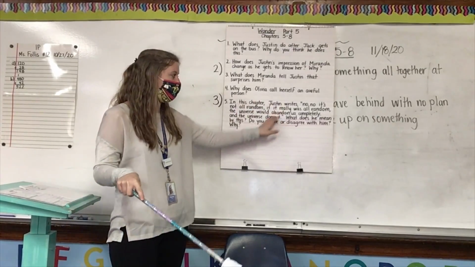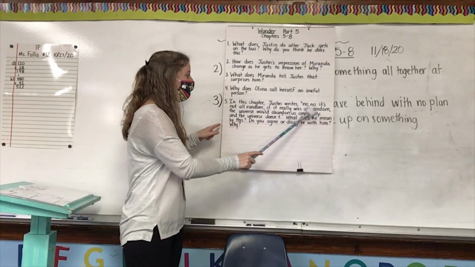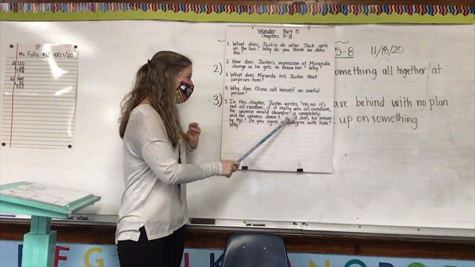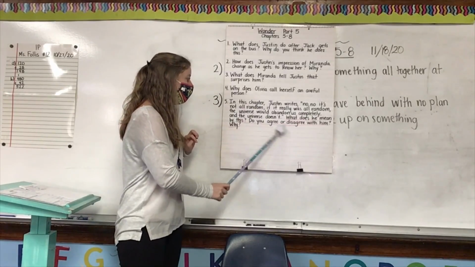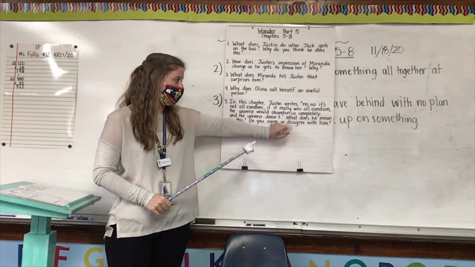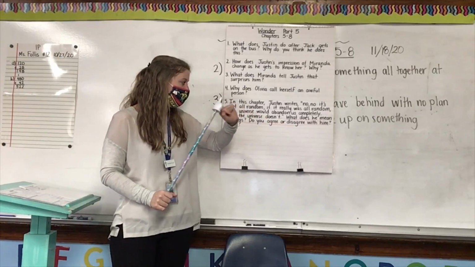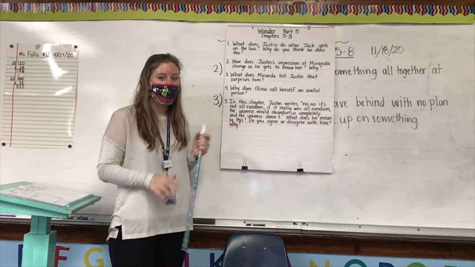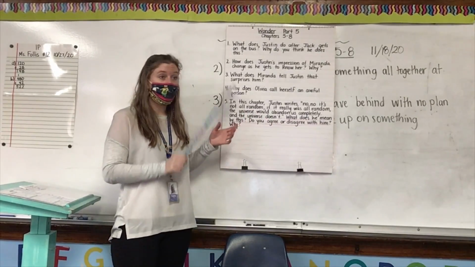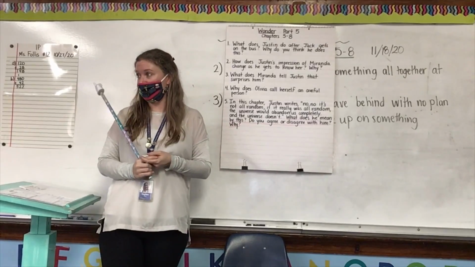You don't have to write the quote. You don't have to write, "In this chapter, Justin writes, no, it's not all random. If it really was all random, the universe would abandon us completely, and the universe doesn't." You just have to write, what does he mean by this? Do you agree or disagree with him? Why? So, you will follow the same exact instructions.